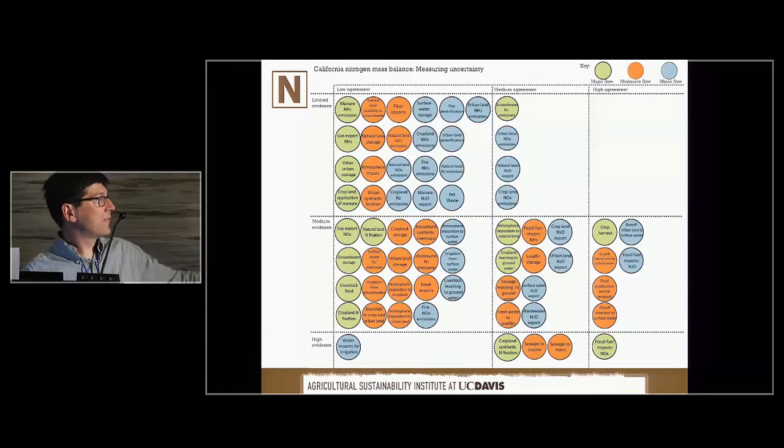So you can see most of the flows are on the left-hand side of the diagram. So we have relatively limited or medium evidence for a lot of these flows and relatively low agreement. So there's definitely, we use the best numbers we could find, but there's definitely a need for better numbers.